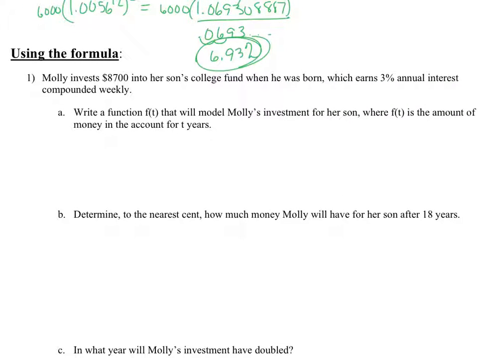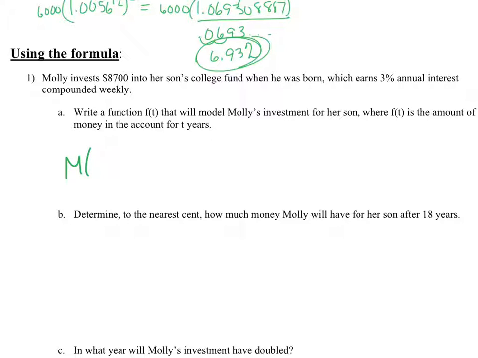Okay, so let's actually use the formulas now, just to plug it in and see how it is. This up here is playing with the numbers a little. So we want to write a function that will model Molly's investment for her son. She earns 3% interest on $8,700 that she invested, and she's going to have it compounded weekly. So when we plug this in, actually I can use any letter here. It doesn't have to be A.